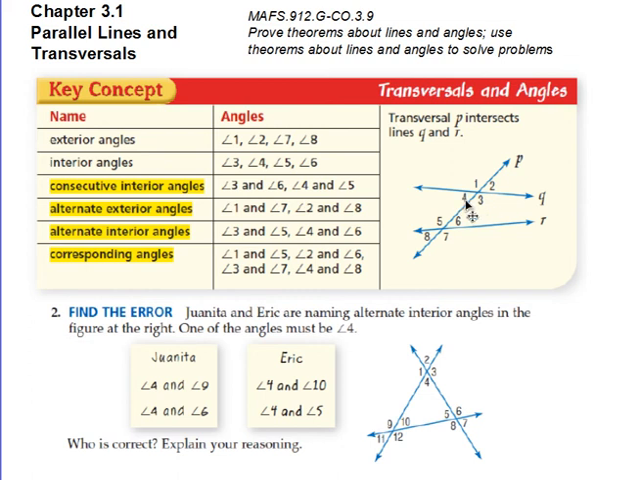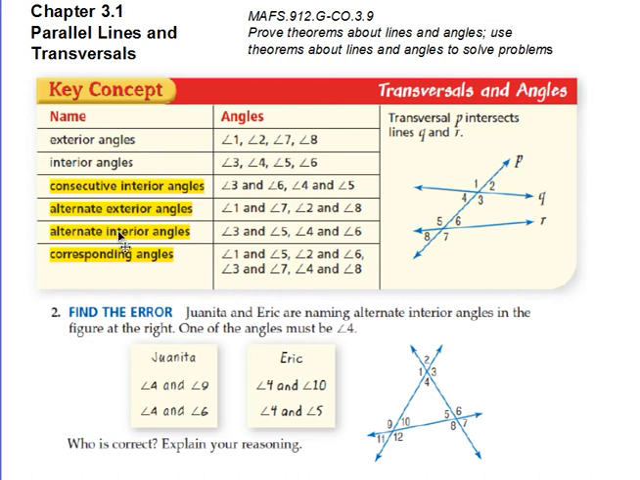Don't forget, 4 and 3 is a linear pair because they make a straight angle, so those are not consecutive interior. Or you can also call 4 and 3 supplementary. Alright, alternate exterior. Alternate just means if one's on the left, the other one's on the right. So it has to be on the outside of the two lines. So we've got 1 and 7, 2 and 8.